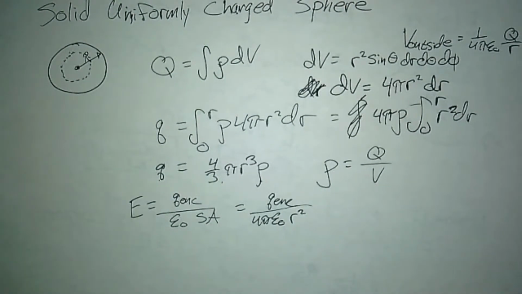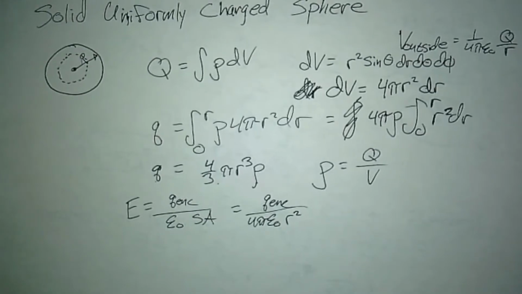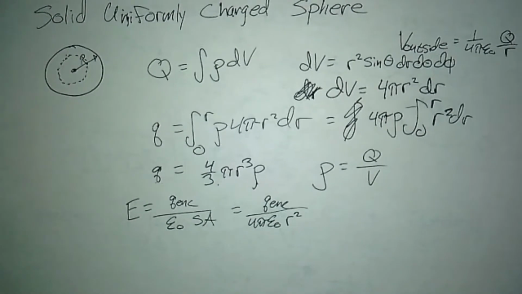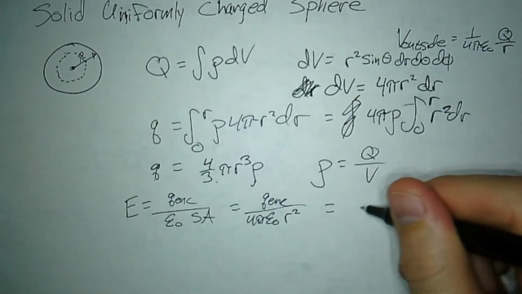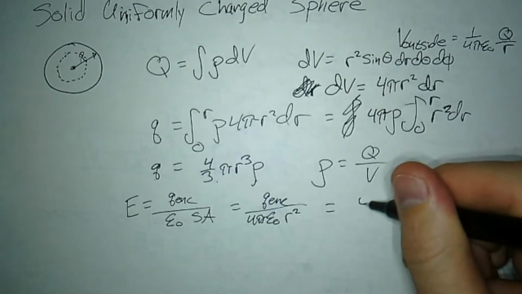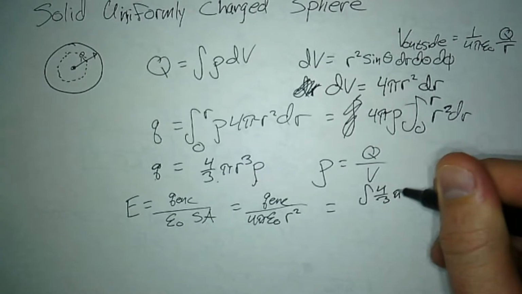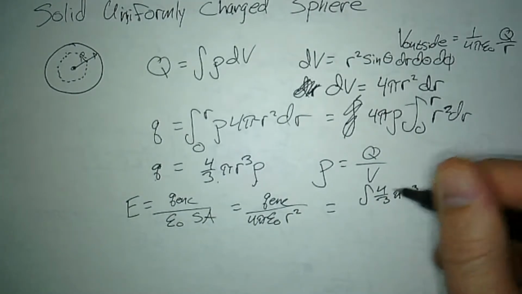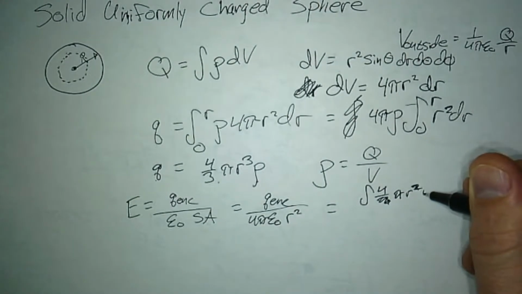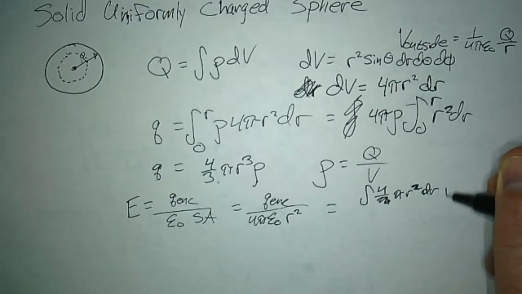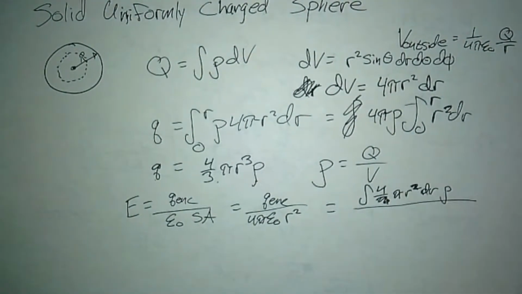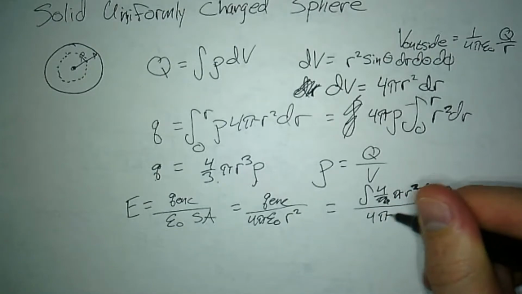Now, perhaps a better way of doing this would be to put the actual integral in here. I guess it's still charge enclosed, so it's the same thing: 4/3 pi r cubed, or 4 pi r squared dr times rho up here. But you don't have to do that. You can do it the way we've done it.